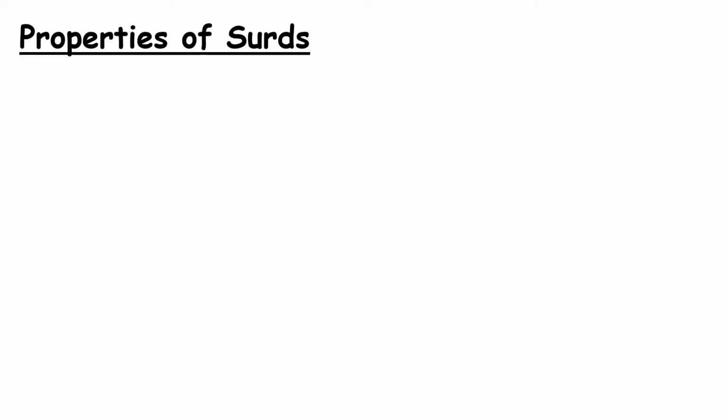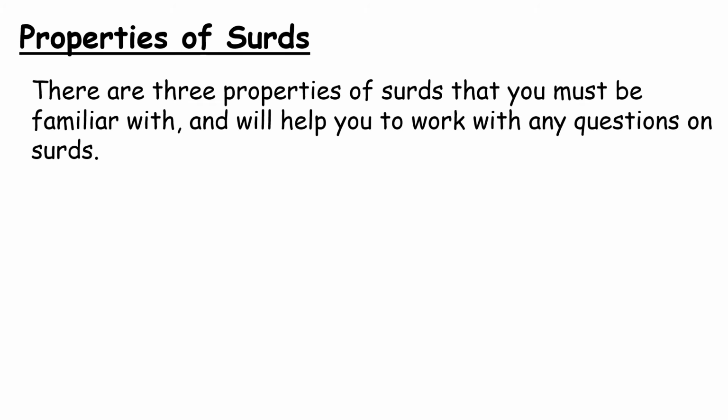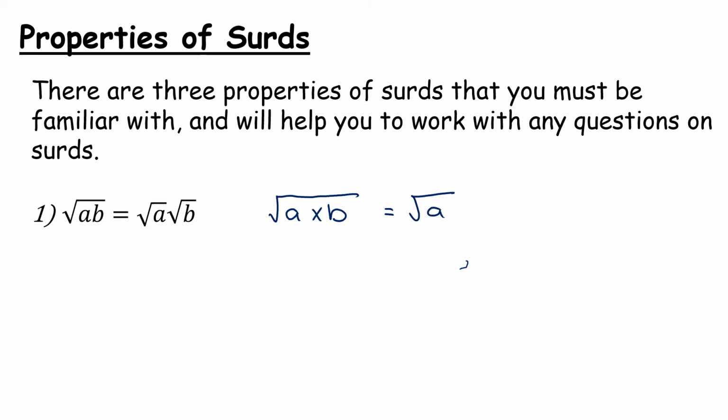So looking at the properties of surds now, there are really three that you need to know and you need to be able to work with. And that is, if you have the square root of AB, which means A multiplied by B, you can separate that out. It's like the square root of A multiplied by the square root of B. So if you think of it like this, I have A multiplied by B. That's the same as the square root of A multiplied by the square root of B. So I suppose you could look at this as the multiply can happen underneath the square root or outside the square root.